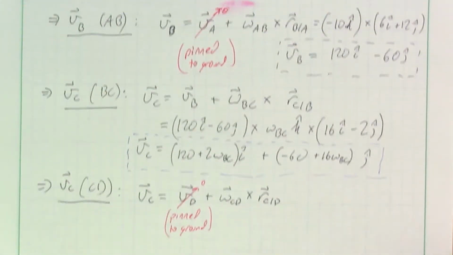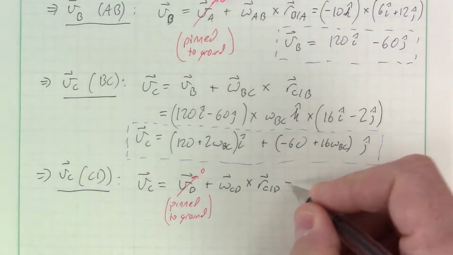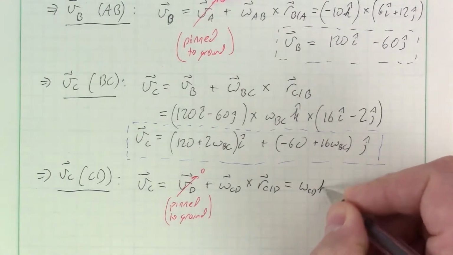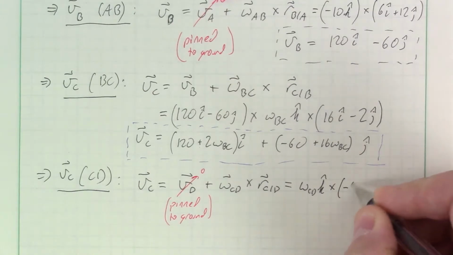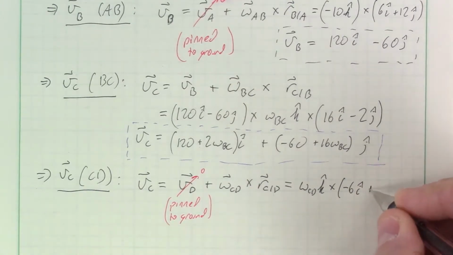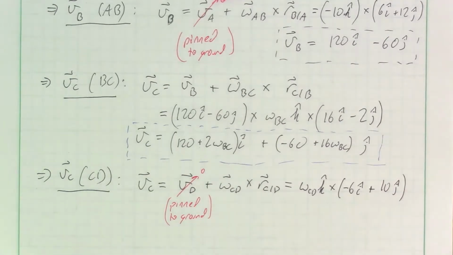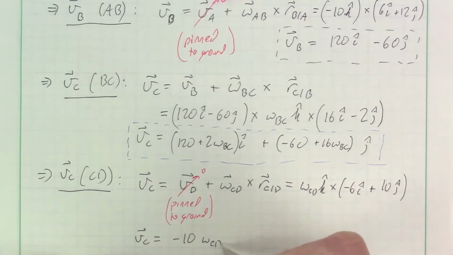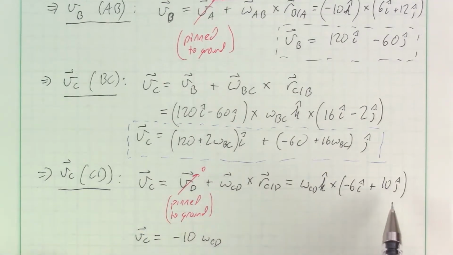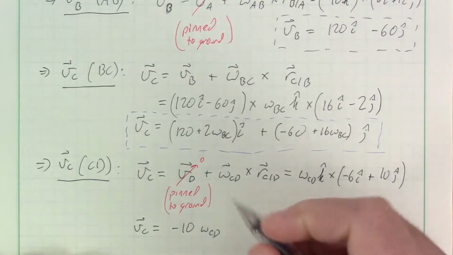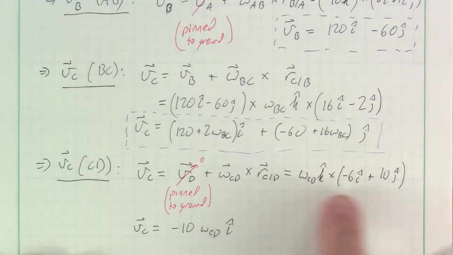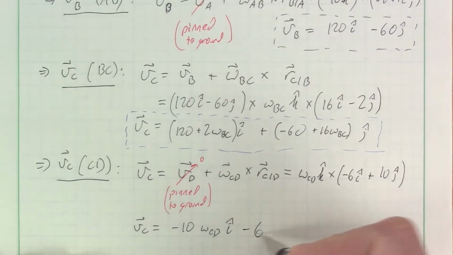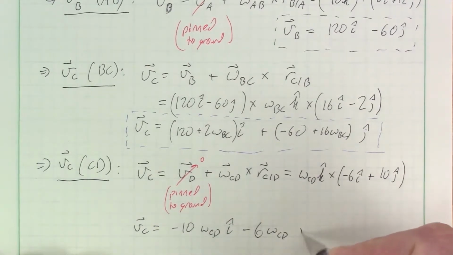Okay. So we have this unknown omega CD in the k hat direction crossed into minus 6 in the i hat direction plus 10 in the j hat direction, to the left 6 and up 10. Okay, so with this we can say VC is minus 10 omega CD. Why is it minus 10? Because k cross j with the right-hand rule gives you minus i. And then k cross i is positive j. So we get another negative omega CD, but this is in the j hat direction.